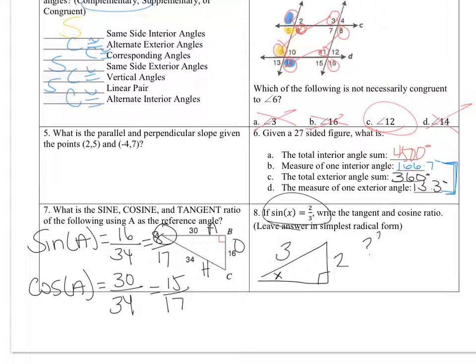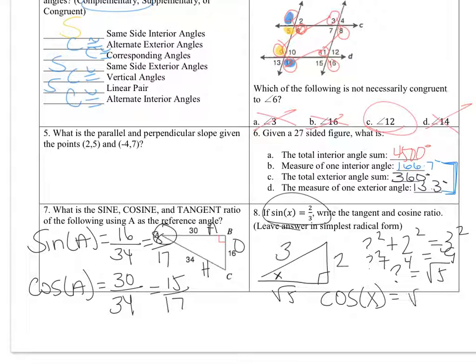So question mark squared plus 2 squared equals 3 squared. So 9 minus 4, I get 5. So question mark equals the square root of 5. I just did all that in my head. 3 squared is 9, 2 squared is 4. I subtracted 4, I got 5, and then I square rooted it. So now I'm going to write cosine of x is adjacent, rad 5, over hypotenuse 3.